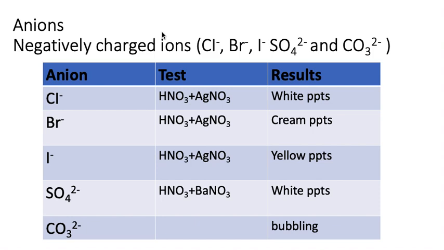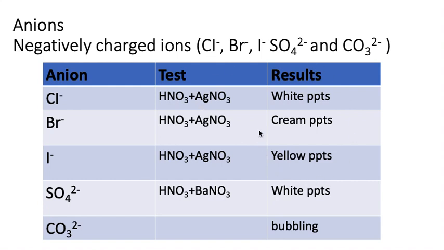Chloride, bromide, and iodide can all three be tested by the same test, in which you add nitric acid and silver nitrate to your solution that you expect to contain chloride, bromide, or iodide. If your sample solution changes into a white precipitate, chloride is present. If it goes cream, that's bromide. If it goes yellow, that means iodide is present.